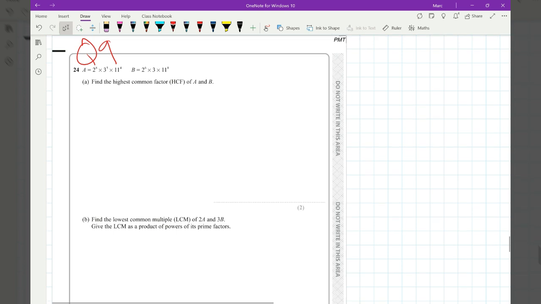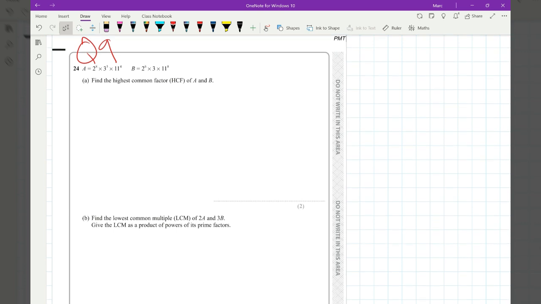Okay, question 9. Find the highest common factor of A and B. So I spoke about this in the last video I did. From each of these two numbers, you take the lowest power of the numbers that we can see. So we've got 2 to the 8, 2 to the 6. We've got 3 to the 5 and a 3. Got 11 to the 4 and 11 to the 8. So that's the lowest, that's the lowest, that's the lowest.